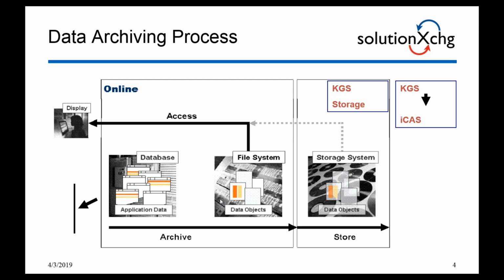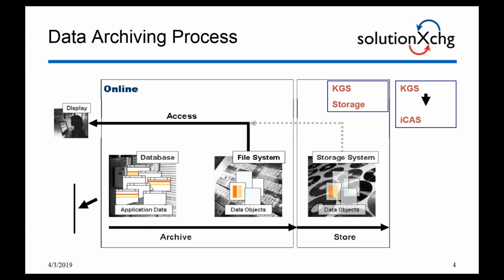And there's also a store job as part of an archive object. So if you are planning on not storing the data in your SAP file system or mounted file system, then you would set up a storage system, and the storage of the data would get automatically moved to the storage system from within SAP using the ArchiveLink functionality. Storage systems that solutionXchg uses: they have a tight relationship with KGS, so we use the KGS archive server, and then we store the data on the back end in the ICAS media. So this is the whole process.